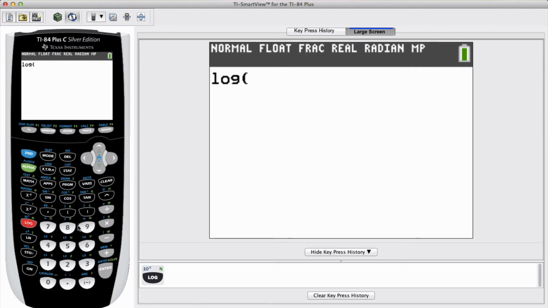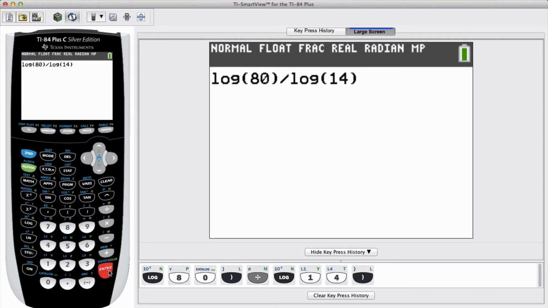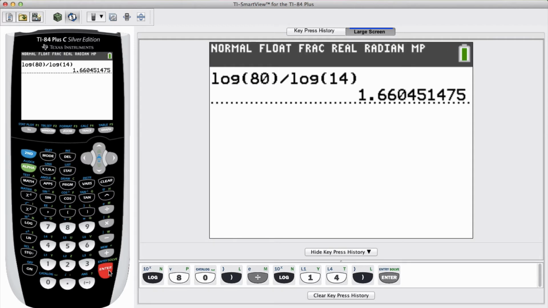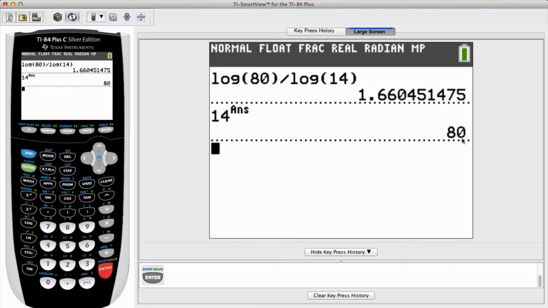So I'm going to do log of 80, close my parenthesis, divided by the log of 14. And when I press enter, it tells me my answer is 1.660. And just to give us some context, what this means is that 14 to this power is equal to 80. So if you ever wanted to check that, okay, I could just go, okay, 14 to that previous answer, and notice it tells me 80.